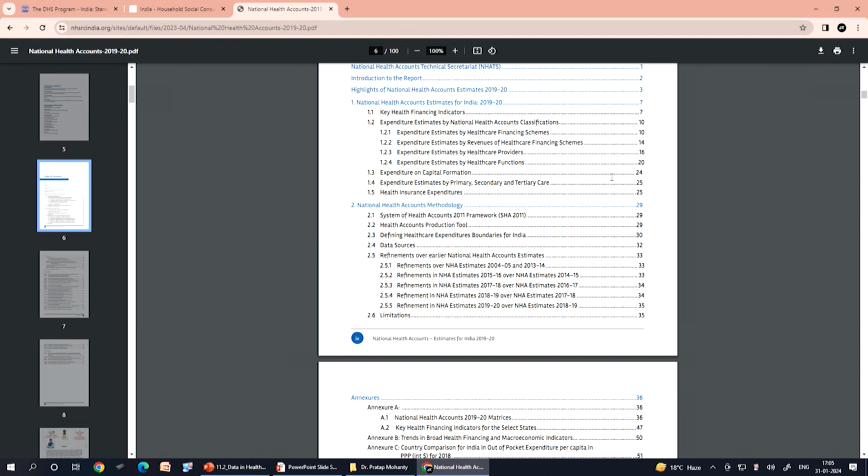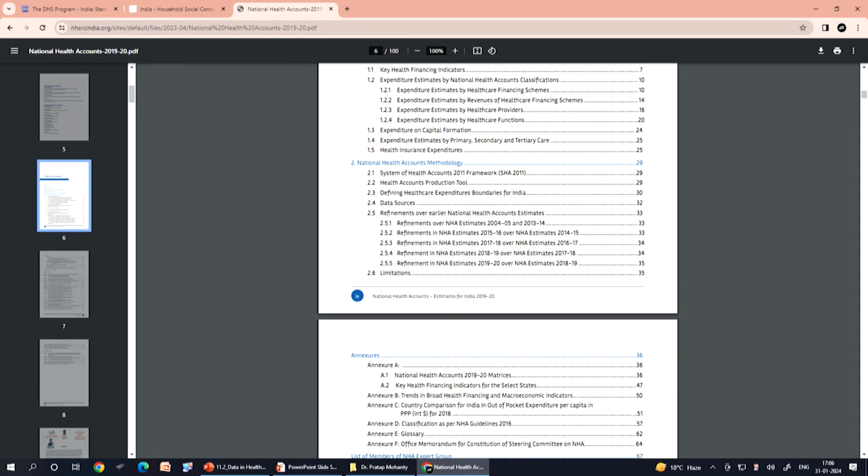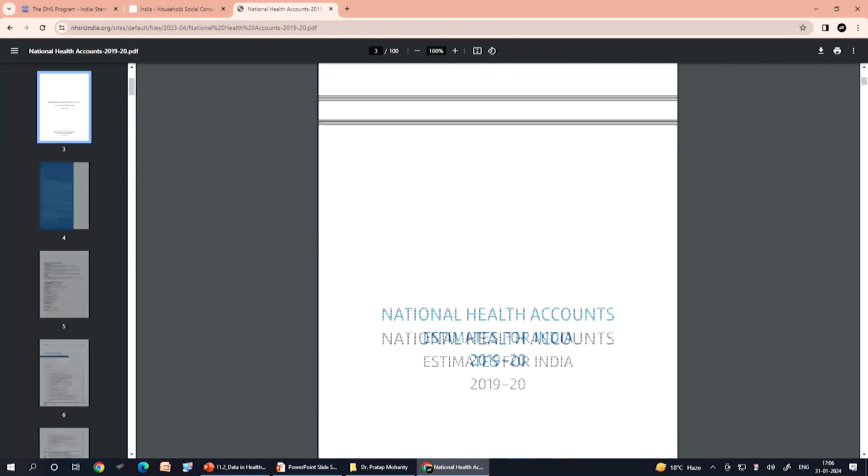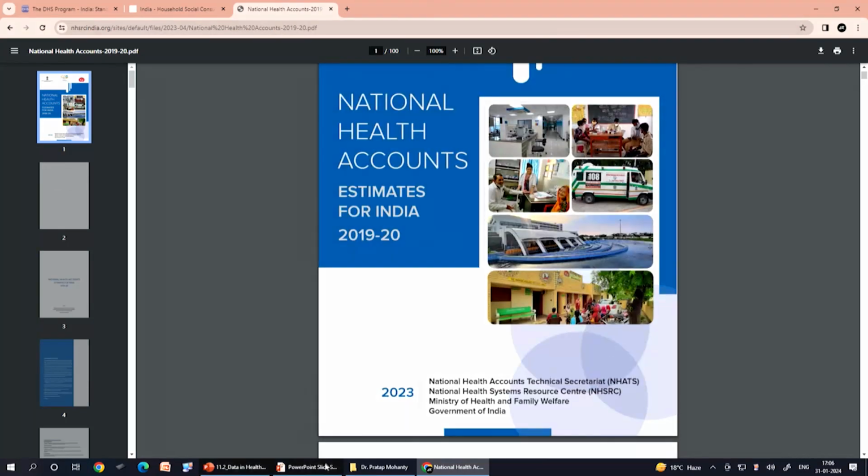This gives information about capital formation at the primary level, secondary level, and tertiary care expenditures are also given, and you will get information about other issues such as broad health financing and macroeconomic indicators. Even the out of pocket expenditure in PPP terms is also given. So, I will suggest you follow this, it will help you a lot.